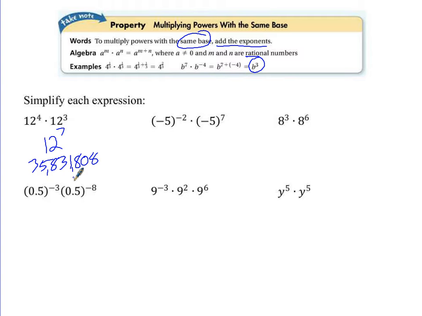-5 to the -2nd times -5 to the 7th. Those are like bases, so the base stays the same. To the 5th power, we added the exponents together, and we get our answer. And we could enter that in our calculator and get a result. -5 to the 5th power. What is that?